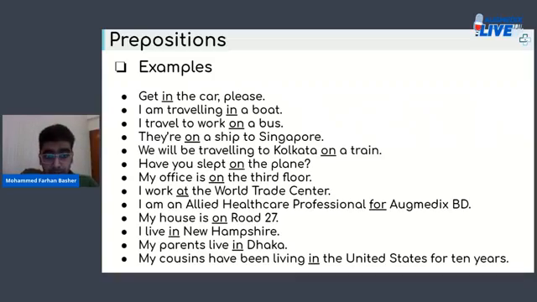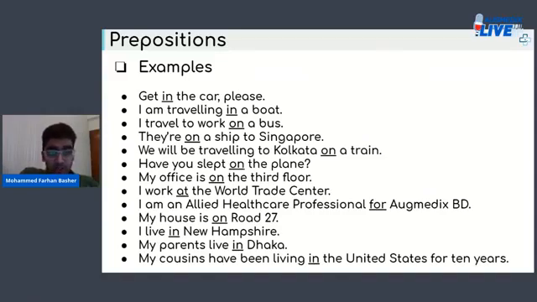Okay. Now, for boats, you say in a boat, right? Or I have traveled in a boat. But for a ship, when you're traveling by a ship, you say on a ship, not in a ship. So I'm on a ship. Okay. So you may say that they're on a ship to Singapore.